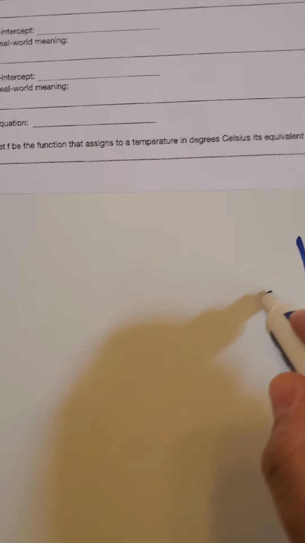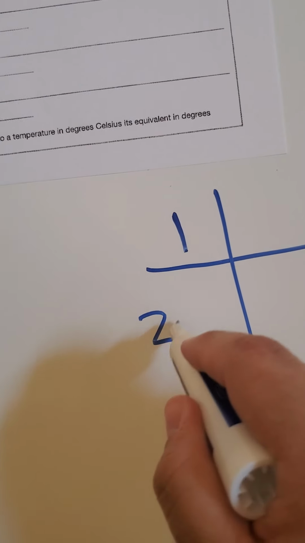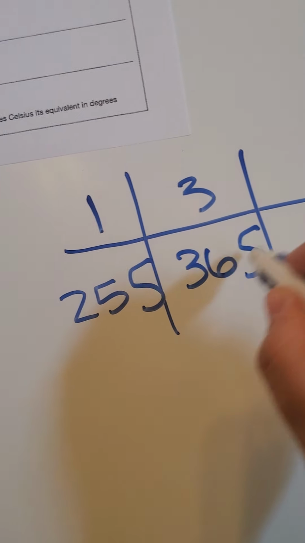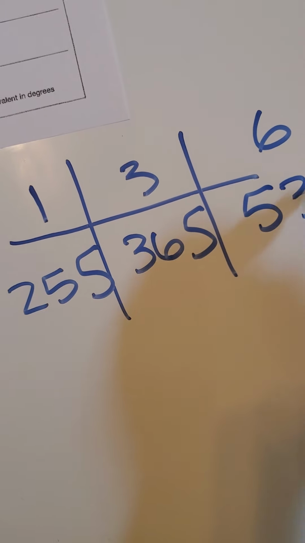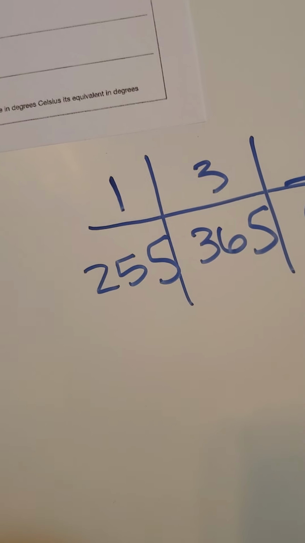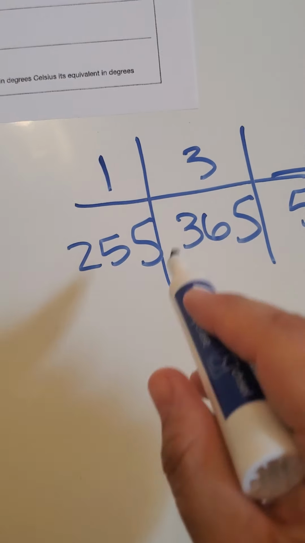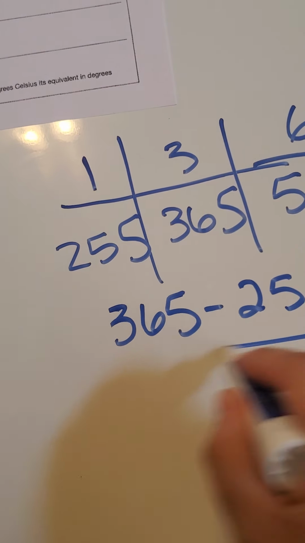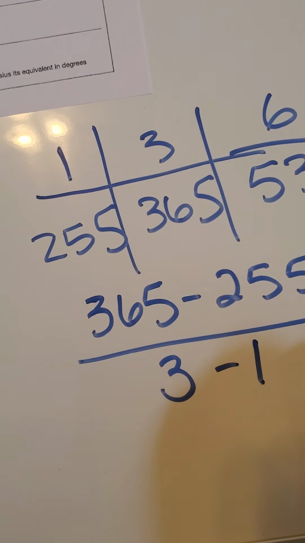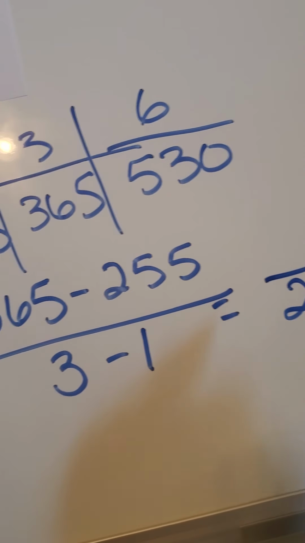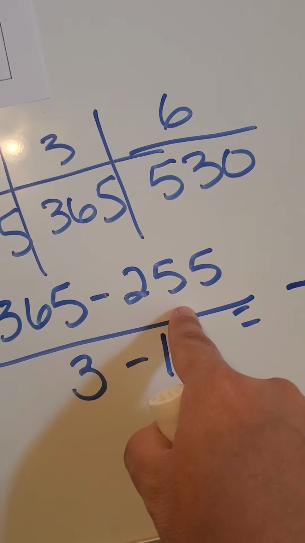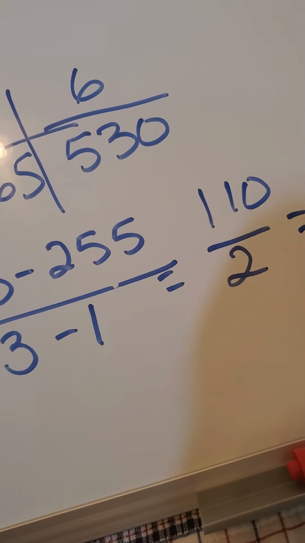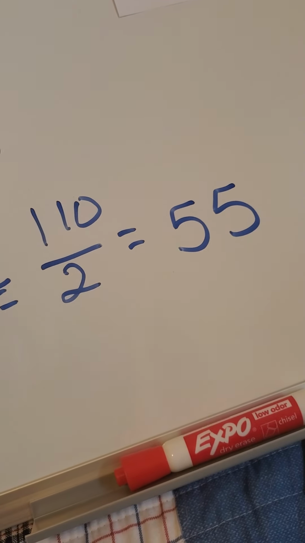So after first month, he had 255. Third month, he had 365. And 6th month, he had 530. Now, you can pick any one of these and figure out your slope, right? So I'm just going to use these first two. So y2 minus y1 over x2 minus x1. Okay, so 3 minus 1 is 2, right? And then 365 minus 255 would be 110, right? And if I divide by 2, that would give me 55. Okay, so my slope is 55.